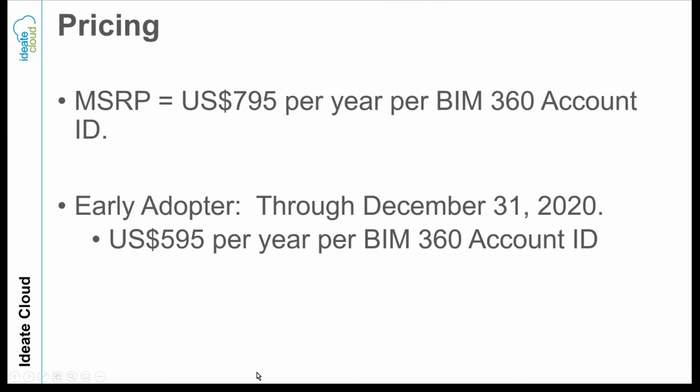All right, now we're near the home stretch. Here's the pricing. MSRP is US $795 per year per BIM 360 account ID. That's unlimited users and unlimited projects. And we have an early adopter price through December 31st of this year, $595 per year per BIM 360 account ID. Again, it doesn't matter how many Revit projects you have within your BIM 360 hub or how many users might be looking at the cards.